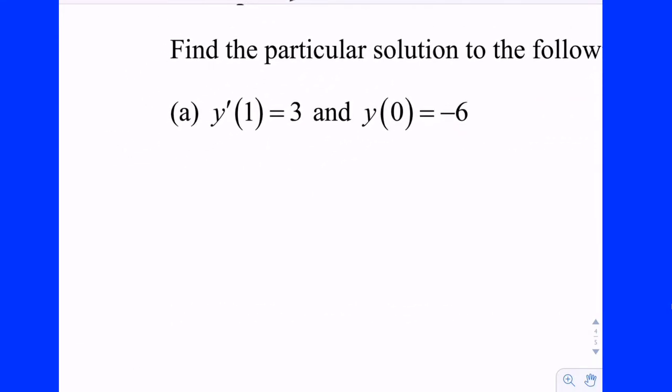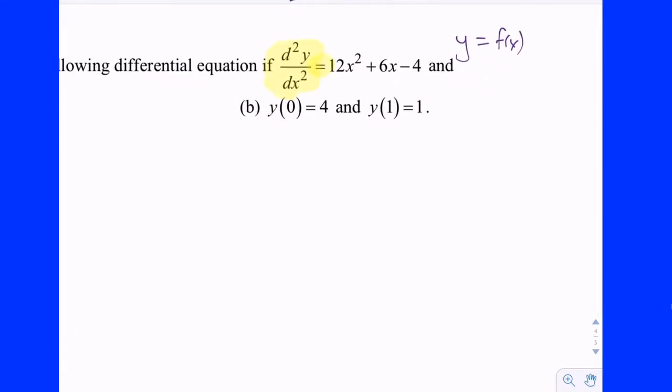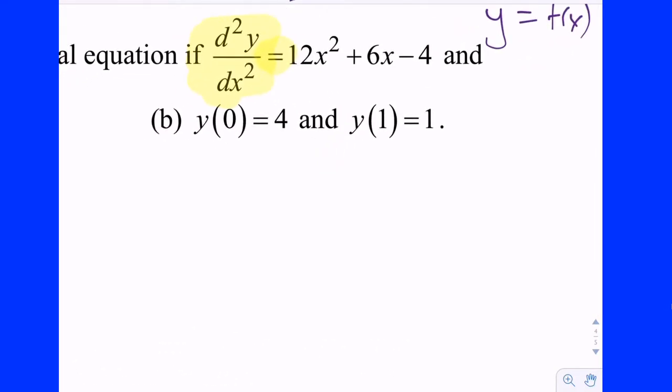Now in part A, I have two initial conditions, which is kind of nice because when I find the antiderivative of the second derivative, I go to the first derivative. And then I do it again to get to the function. And notice I have an initial condition that satisfies the first derivative. And I also have an ordered pair that satisfies the original function. So let's go ahead and find the antiderivative of the second derivative.